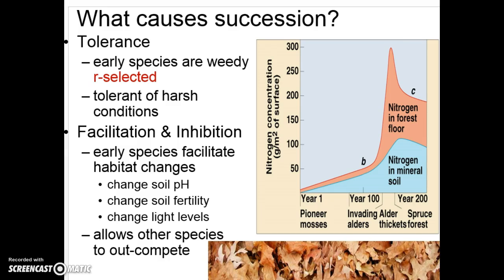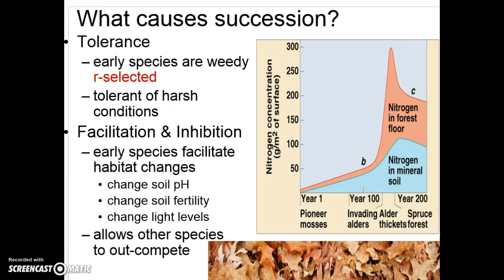These early species will act as facilitators. So if you remember back to our term facilitation, they're going to provide a benefit to other species even though they may not have direct contact with them. So they're going to change the soil's pH, for example, or put nutrients back into the soil, create soil. They may even change the level of light that comes down to the different plants. And because they are r-selected, they often will be outcompeted.